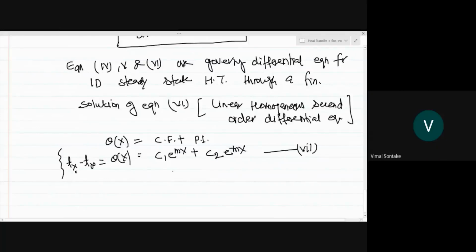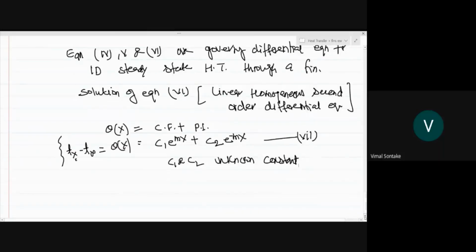But what is the problem with this equation 7? It consists of two unknown constants whose values are to be determined. m value is known to me, x value is known to me, C1 and C2 are the unknown constants whose values are to be determined. And in order to determine the values of C1 and C2, we must have boundary conditions.